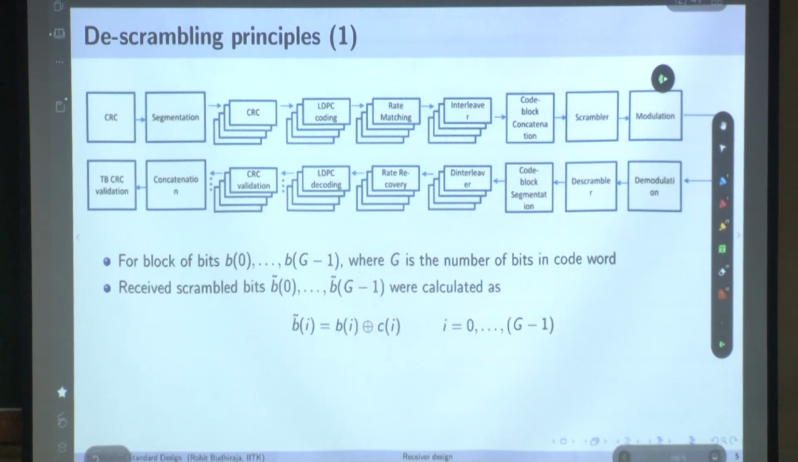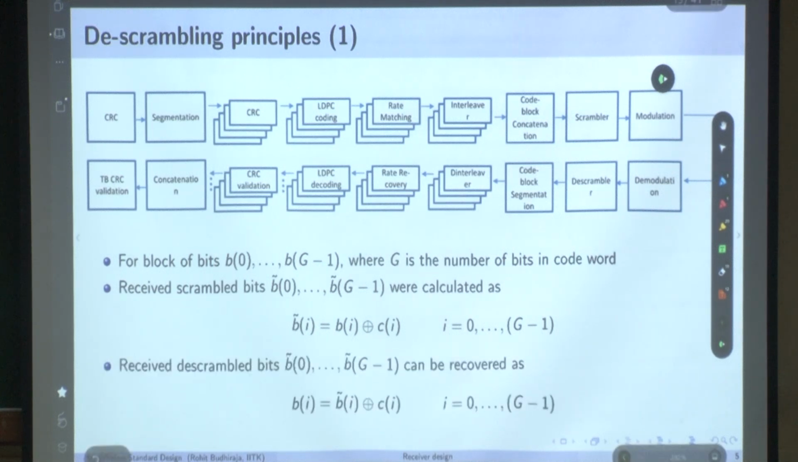So what is this? These are scrambled bits, and the scrambled bit output was B tilde. This is what the demodulated output is going to give you. It is not going to give you B, it is going to give you B tilde. But you need to unscramble them and get B from this. How will you do that?